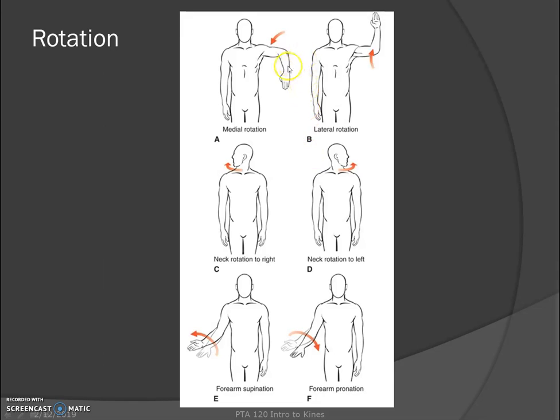This is not the greatest picture because the patient is not in anatomical position. Looking at the neck, we can have our rotation to the right and to the left. There isn't necessarily a medial or a lateral rotation component to it. And then looking at the forearm, again, we have forearm supination, which is our anatomical position, and then forearm pronation.